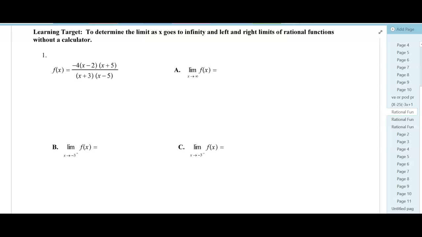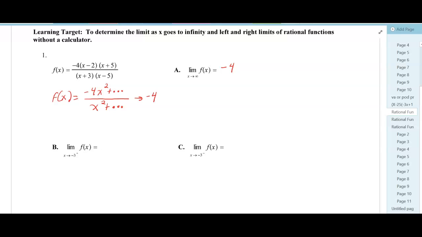So if you look at the function f of x, the limit as x goes to infinity, there are two ways that people like to do this. Some people like to multiply this out. If you were to multiply this out, you're going to get negative 4x squared and some other terms, divided by x squared plus some other terms. And that's going to go to negative 4. So the limit as x goes to infinity is negative 4.